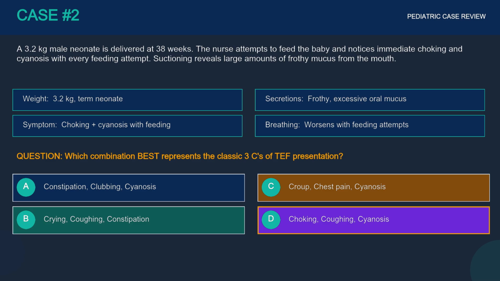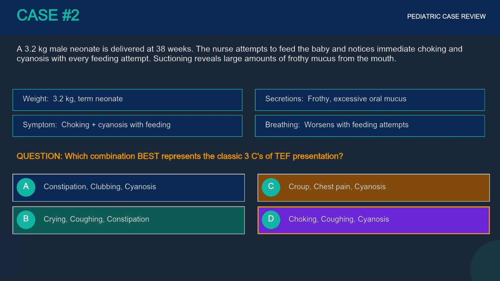Case 2. A 3.2 kilogram male neonate is delivered at 38 weeks. The nurse attempts to feed the baby and notices immediate choking and cyanosis with every feeding attempt. Suctioning reveals large amounts of frothy mucus from the mouth. The question is, which combination best represents the classic 3 C's of tracheoesophageal fistula presentation?